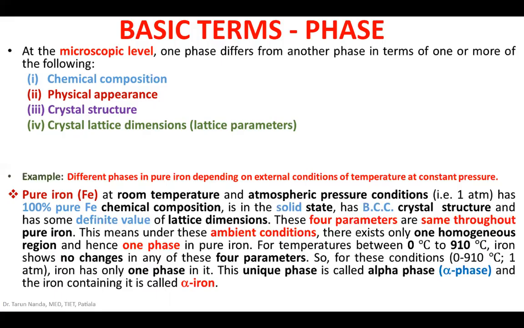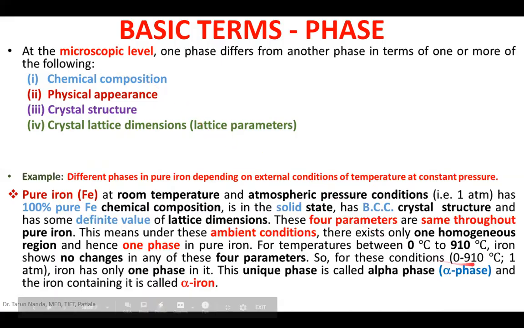When you are having that sample of pure iron at room temperature, even if you heat that pure sample till 910 degrees centigrade, none of these four things would change. And throughout that pure iron sample, there is only one region containing some specific value of all these four parameters. So pure iron sample at room temperature is containing only one phase in it, and that phase is called alpha phase. And when iron is containing only alpha phase in it, the iron is called alpha iron.